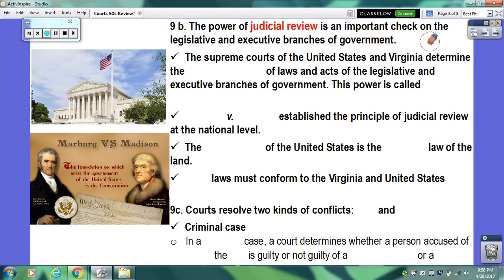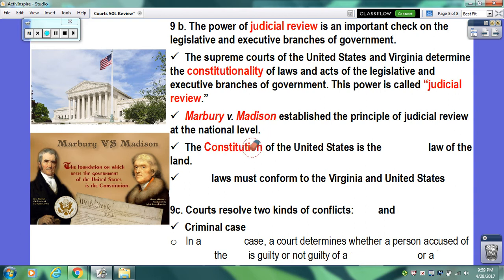So the whole point about judicial review is that the Supreme Court of the United States and Virginia determine the constitutionality of laws and acts of the legislative and executive branches of government. So this power is called judicial review. And again, like I said, this comes from the court case of Marbury versus Madison. So this established the principle of judicial review at the national level.